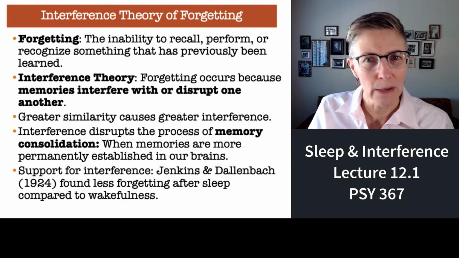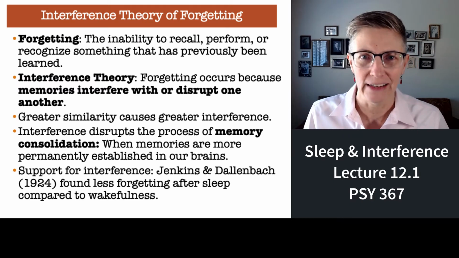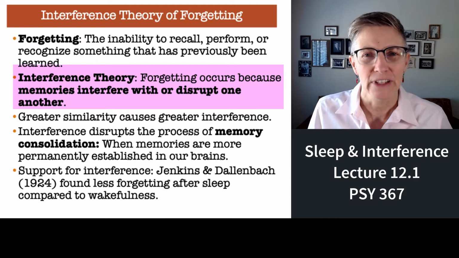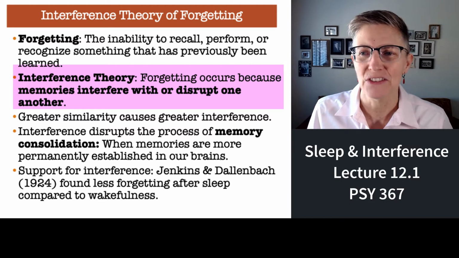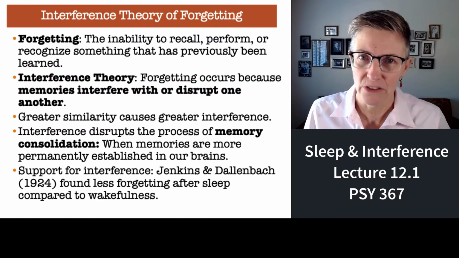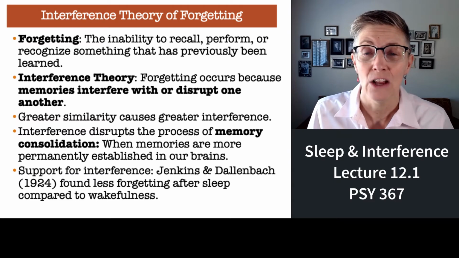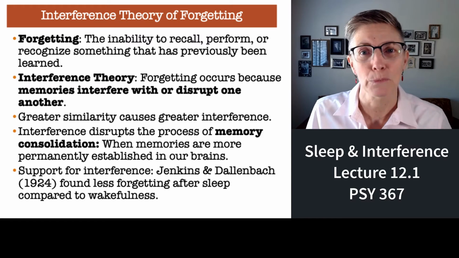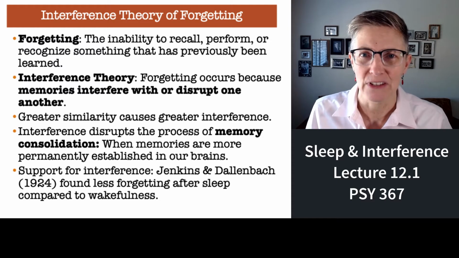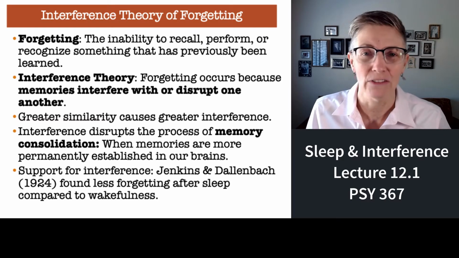And researchers long ago gave up with the idea of decay theory explaining forgetting, and now forgetting is understood as reflecting interference. That is, forgetting occurs because memories interfere with one another or disrupt one another. And the greater the similarity in information, the greater the interference, right? And we talked about that when we spoke about the release from proactive interference. Now, interference disrupts memory consolidation, and that's a big problem, right? If you don't have memory consolidation, then you don't have long-term memory.